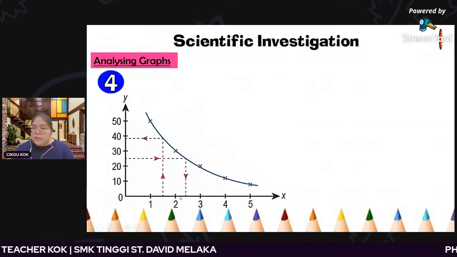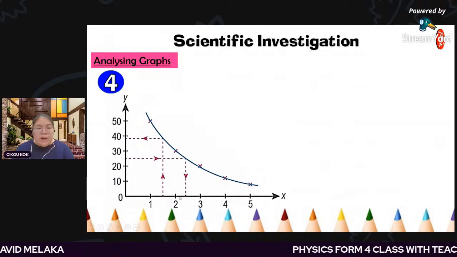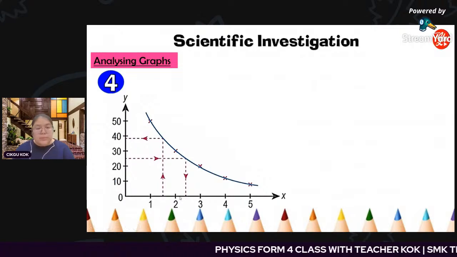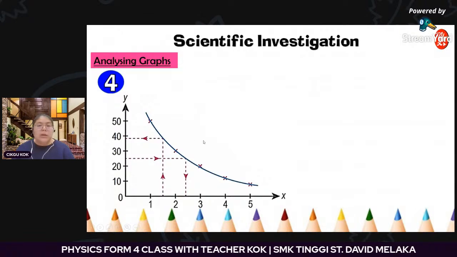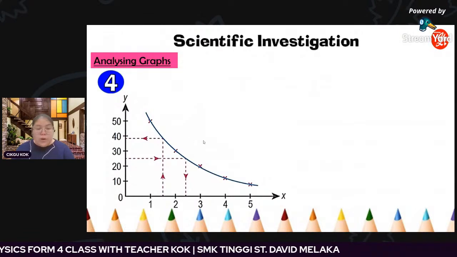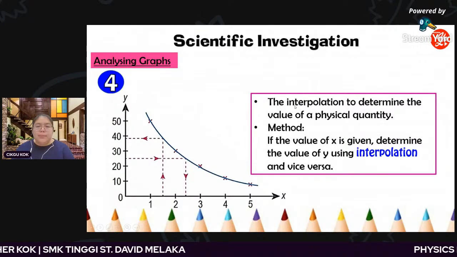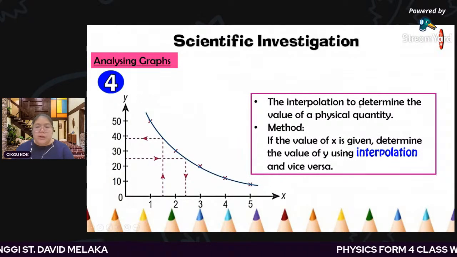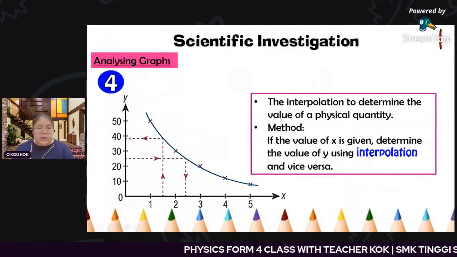So that means all this you need to draw on the graph paper. The graph paper is very small, the smallest box, you still can read. If you draw inside the A4 paper, you cannot see anything. Normally it's a graph paper. So that means the interpolation, to determine the value of the physics quantity. This one we call interpolation.